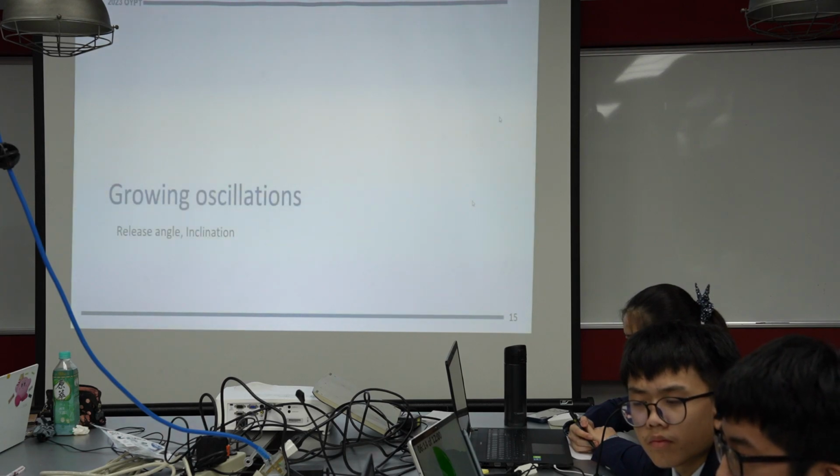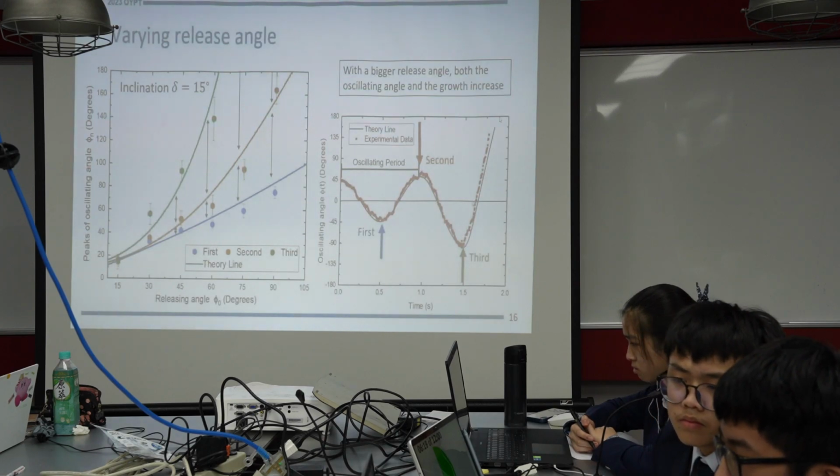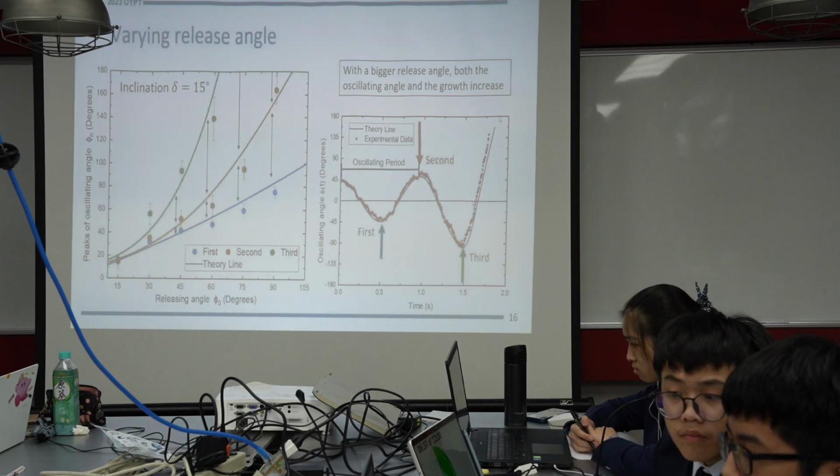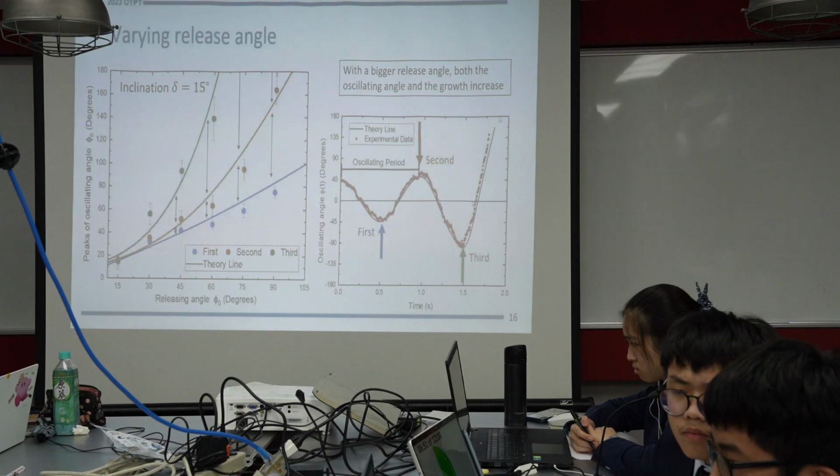Then this is our experiment about the growing oscillation. The first experiment we did is about varying the releasing angle. First of all, in the left graph, we may notice that the blue one is the first peak of the oscillation in the right graph, and the orange one is the second, and so on and so forth. For example, for a releasing angle of 30 degrees, the vertical one is the 3 oscillations of one motion. You can notice that with a bigger releasing angle, both the oscillating angle and the growth of the oscillation increase, which means that the phenomenon became more significant.